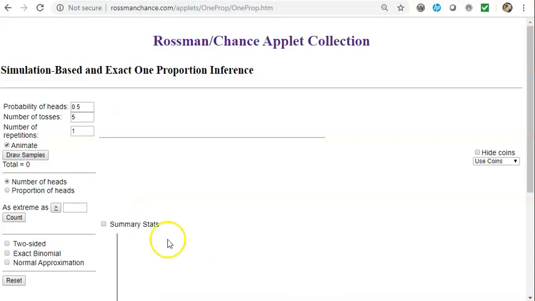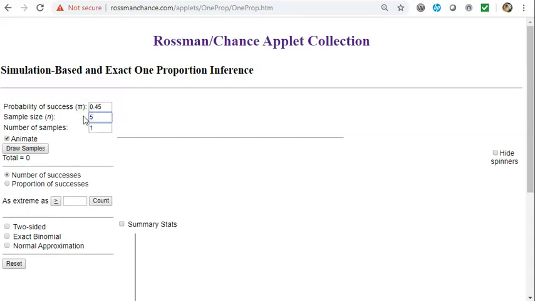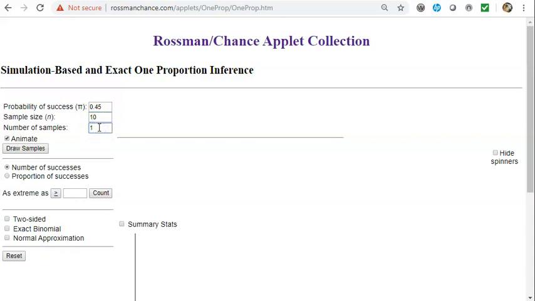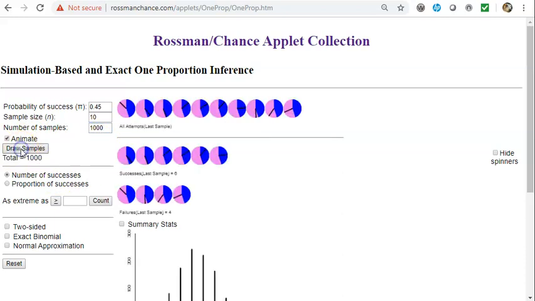So we go to the Rossman Chance applet. The probability of heads, basically the probability of winning, we'll make it 45%. Let's do at least 10 tosses, 10 trials. And altogether, the number of samples would be the number of simulations. So let's make that 1,000. Okay. And then we'll draw samples.